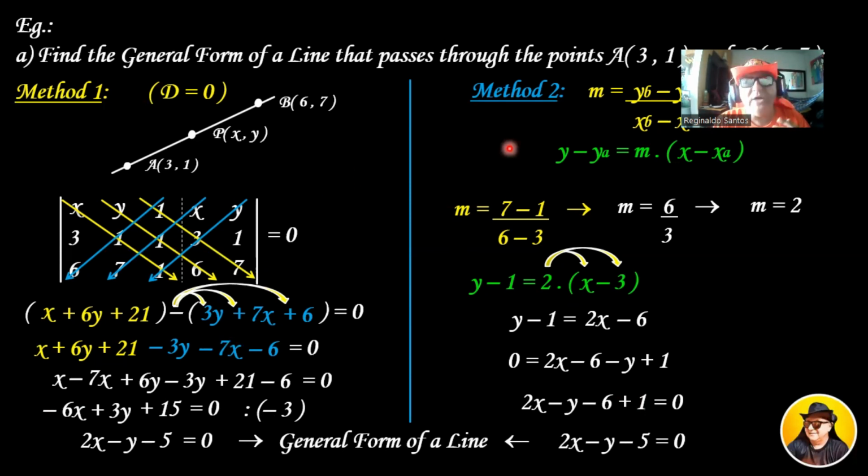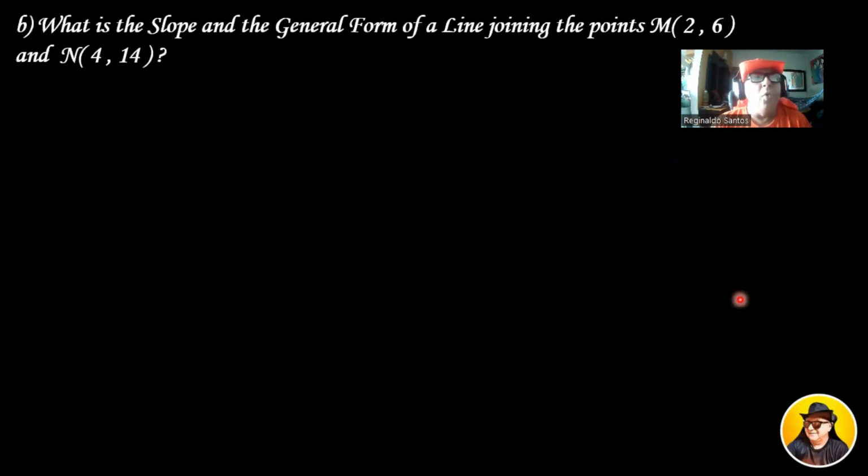As I told you before, I do prefer doing using the method number 2. I think this is more interesting and a little bit easier. So let's do another example. Example B. Oh, here the question is asking about the slope. What is the slope and the general form of a line joining the points M and N? And the coordinates of point M are 2 and 6, and the coordinates of point N are 4 and 14.